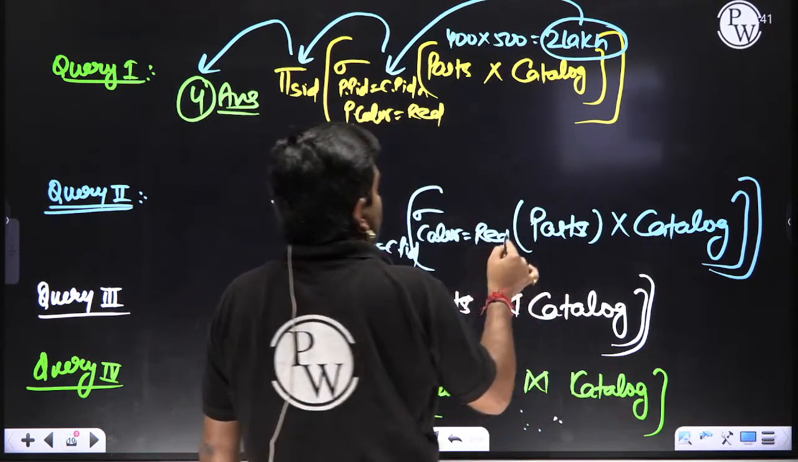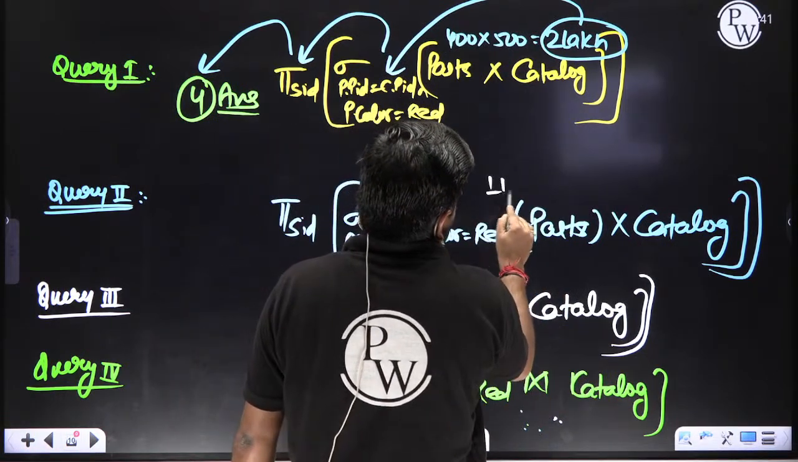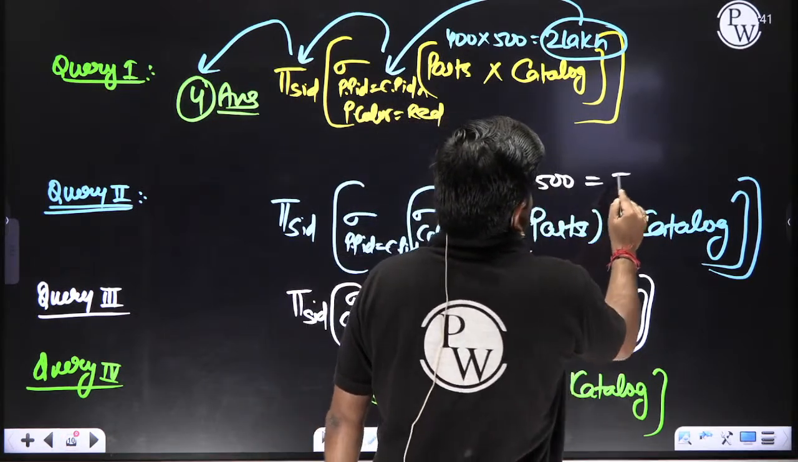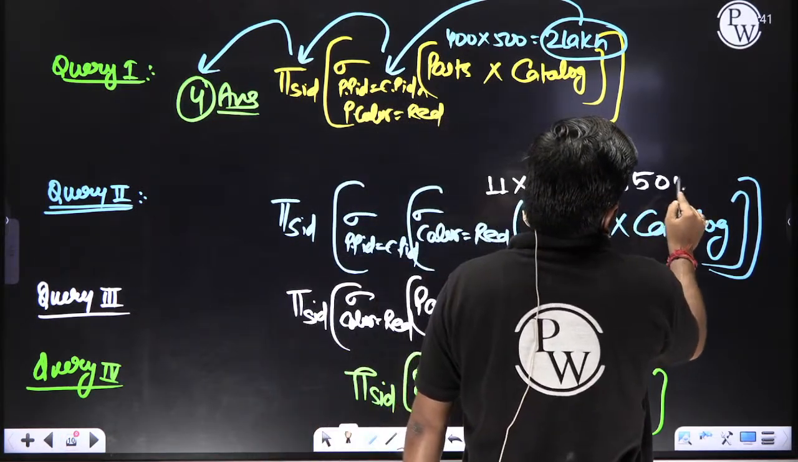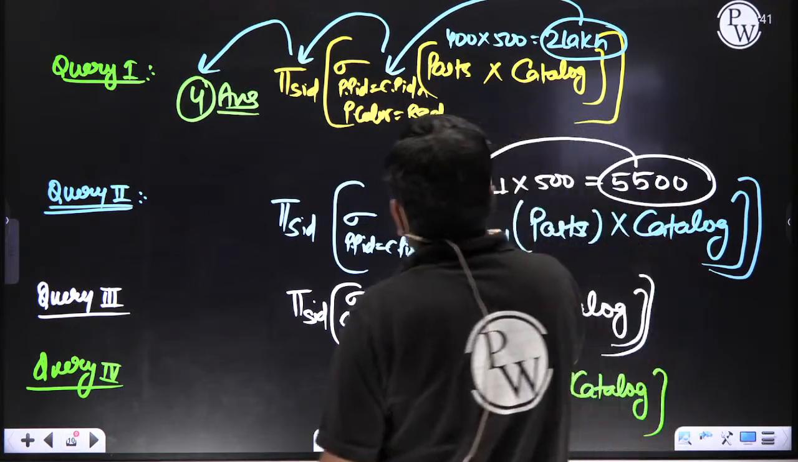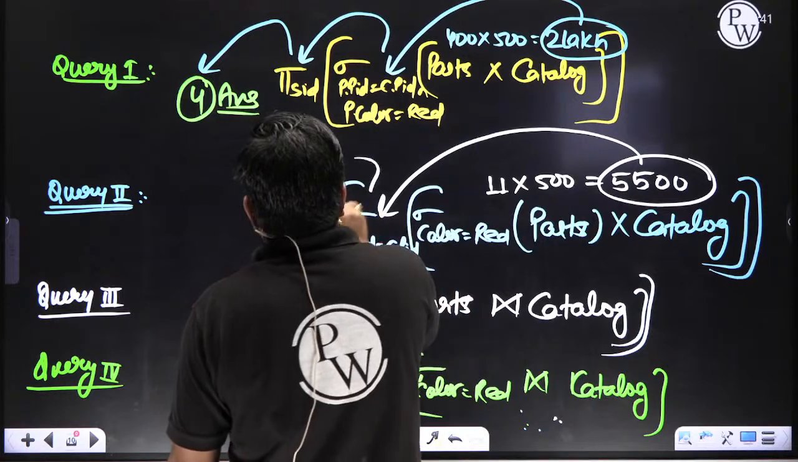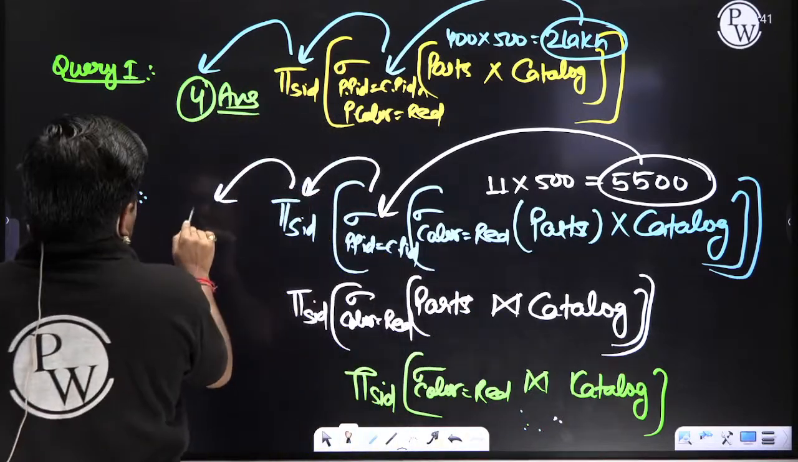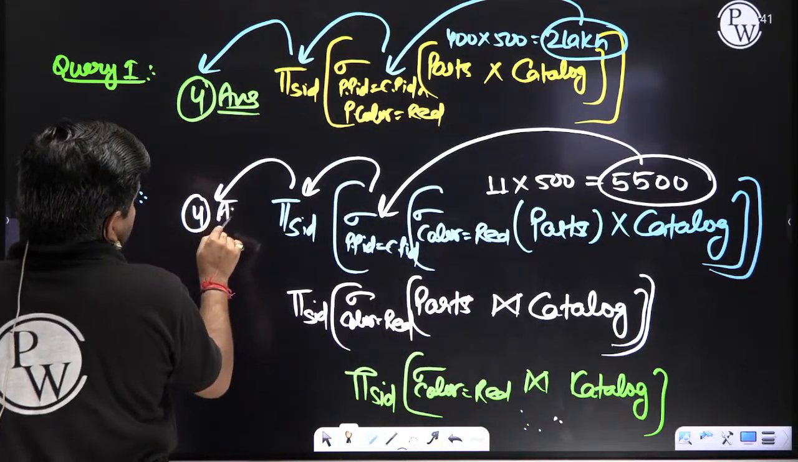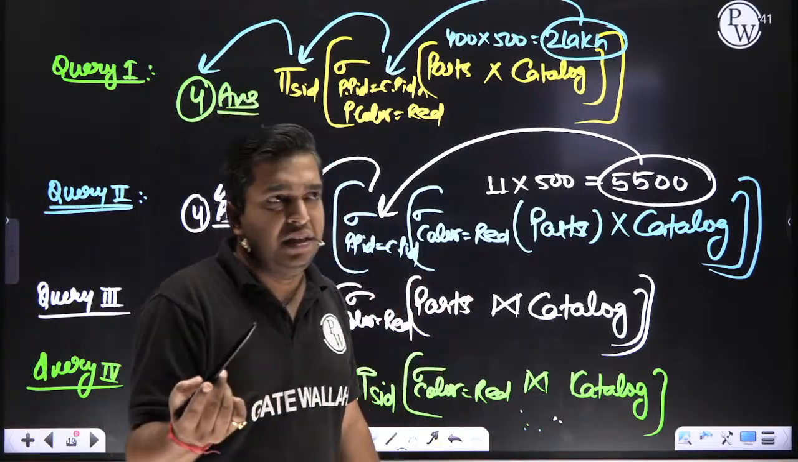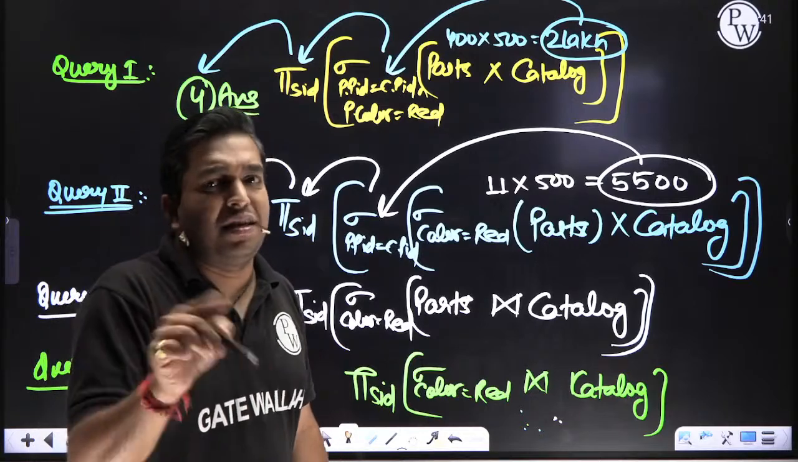Here, what is happening? Color red 11, catalog table 500. So there is a calculation of 5500 tuples. I am not denying that you will not get the answer 4. Each and every query will give the answer 4, but the main point is how much the calculation becomes easy, which is more complex. That is my point.